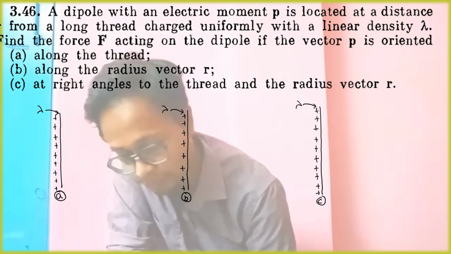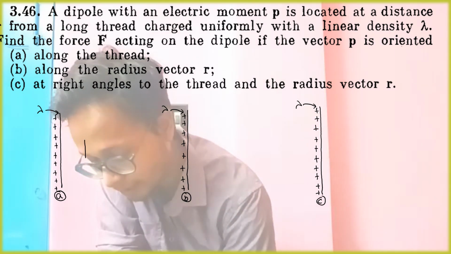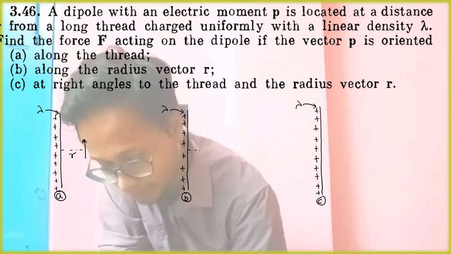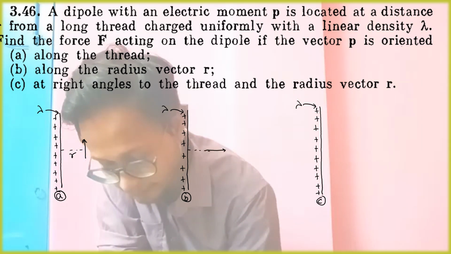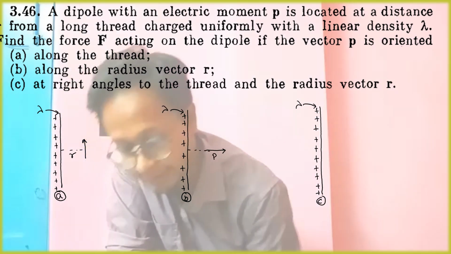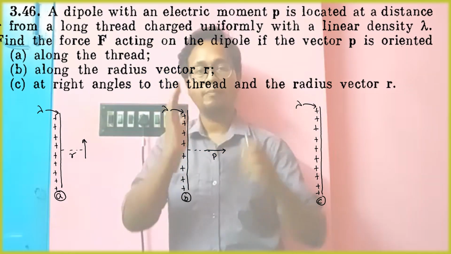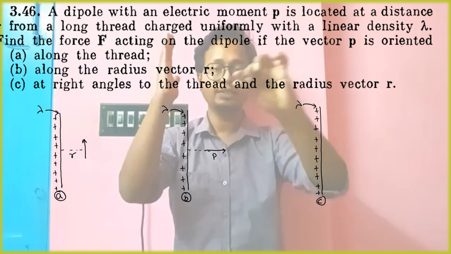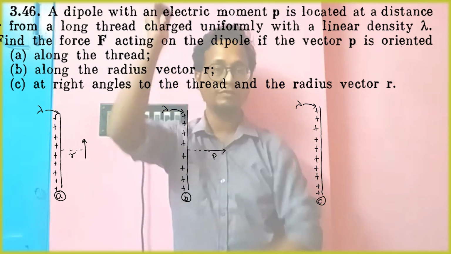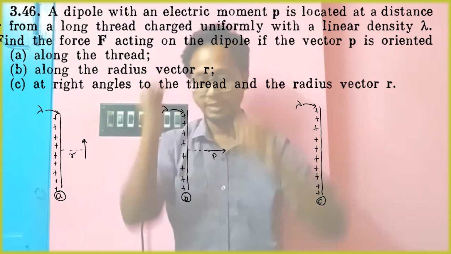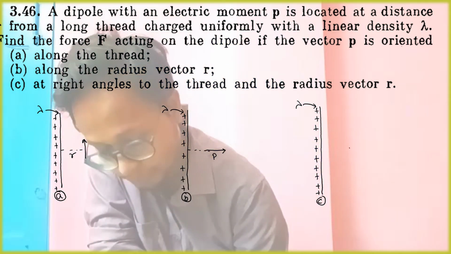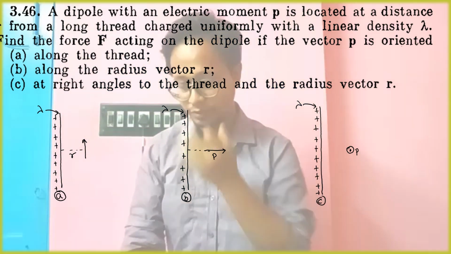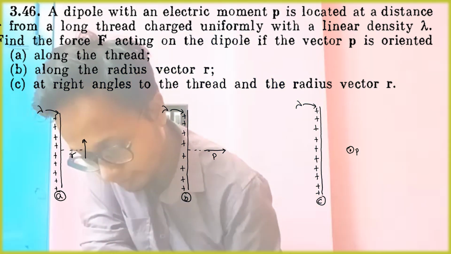In part A of the question, the dipole is kept along the wire. This is the dipole at distance r. In part B of the question, the dipole is kept along the radius, and in part C of the question, the dipole is kept perpendicular. That means if this is the axis of the charge carrying wire, the dipole is kept along the z direction. So I'll show the dipole vector by this, a vector going towards you. Understood? Now we have to find out the force on this dipole.